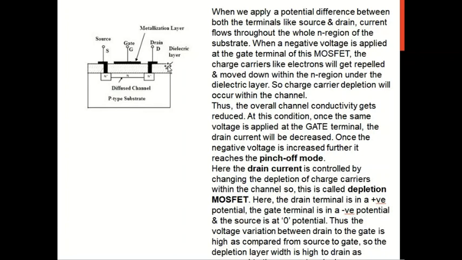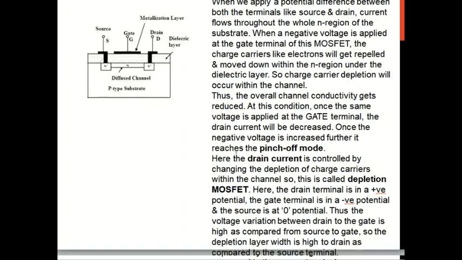Once the negative voltage is increased further, it reaches the pinch off region. Thus, here the drain current is controlled by changing the depletion charges of the MOSFET, so it is called a depletion MOSFET. Here the drain terminal is given positive potential and the gate is given negative potential, so the source is at zero potential. Thus the voltage variation between drain and gate is high as compared to source and gate. So the depletion layer width is greater toward the drain as compared to the source terminal.